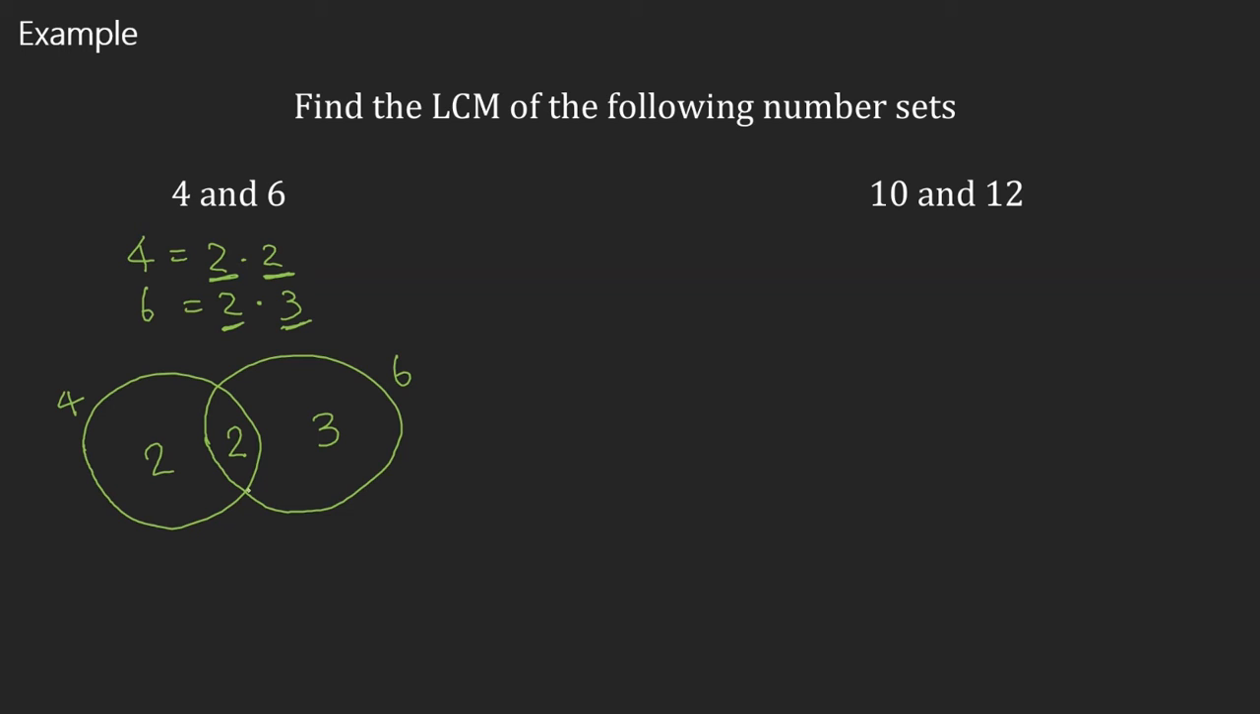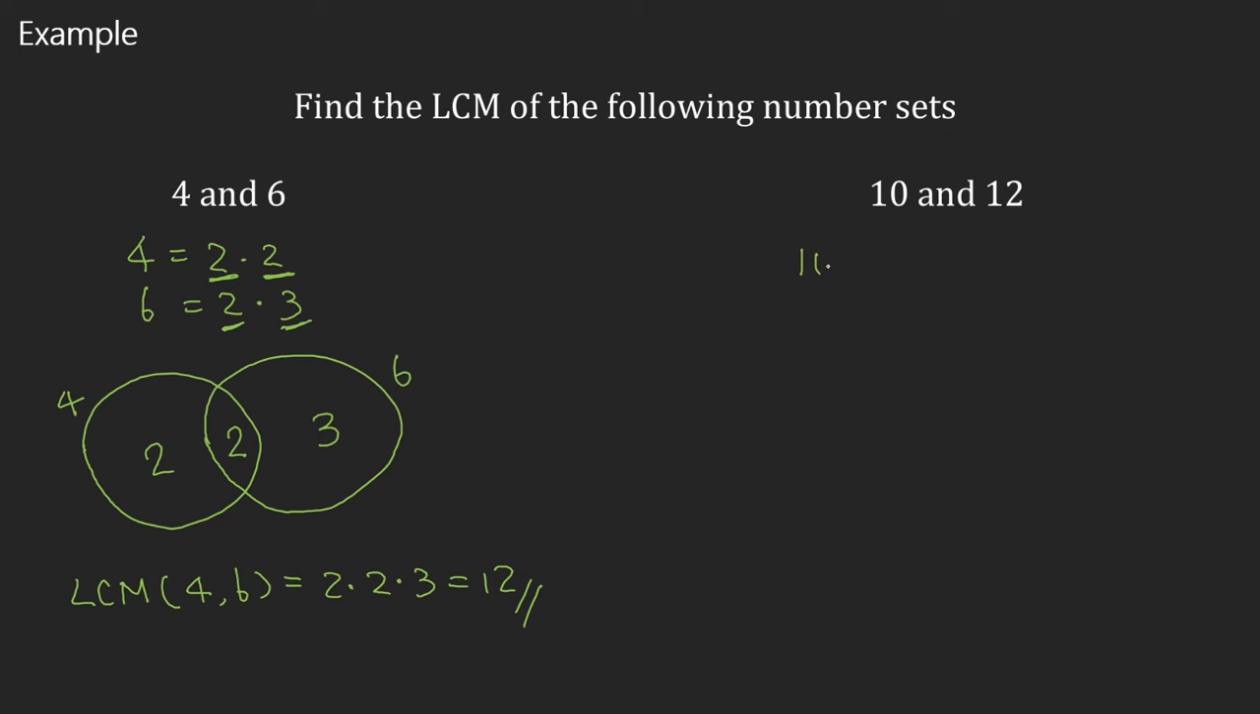So the product of these three numbers shown in the diagram is the LCM. So if we use the shorthand notation, LCM of 4 and 6 equals 2 times 2 times 3, and that is 12. Now for numbers 10 and 12, we're using the same method.